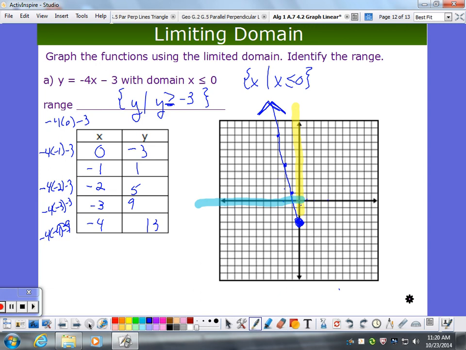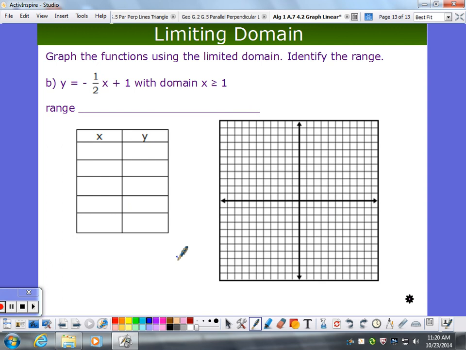Let's do another example. Here I've got y equals negative a half x plus 1, and the domain is x bigger than 1. I'll put it in set builder notation just so we can see it. I have to pick some values of my domain. I do like picking the actual limit right there, where it starts or stops. Then what would be good choices here? Can I do 0? X bigger than 1, so what should I put here? 2. Okay, 2.